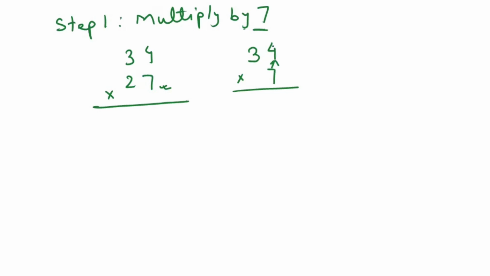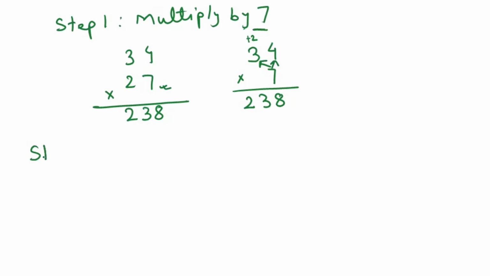First 7 times 4 is 28. 2 will be the carryover. Then 7 times 3, that is 21 plus 2. It will be 23. This is 34 multiplied with 7. So this is the first step. So what will be here? It will be 238. 34 is multiplied with 7.